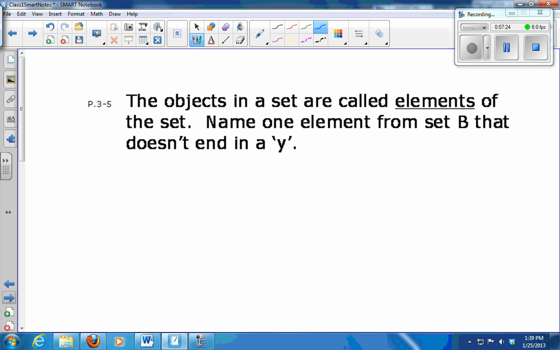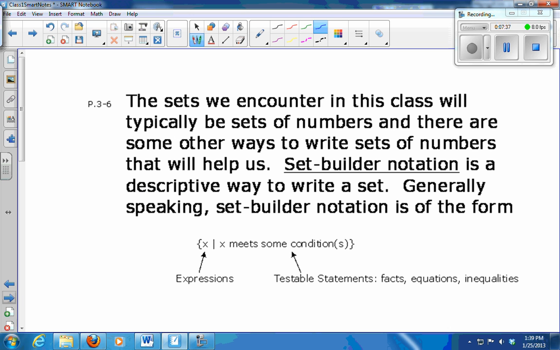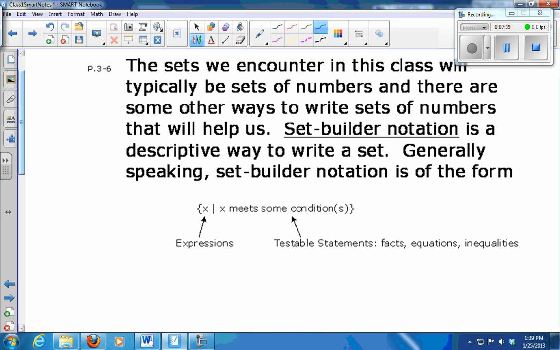So the objects in a set are called the elements of the set. Name one element from set B that doesn't end in Y. Doc. Good. So the sets we're going to encounter in this class, though, are typically going to be sets of numbers. There are some other ways that we can write sets of numbers that are going to help us.